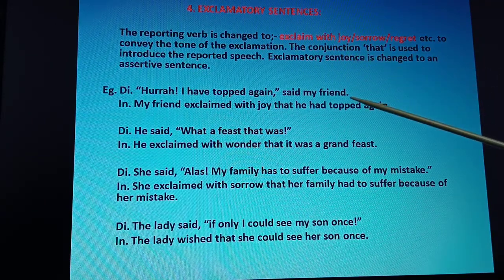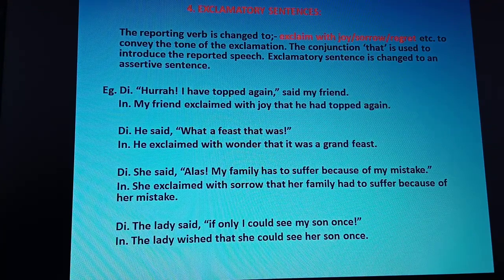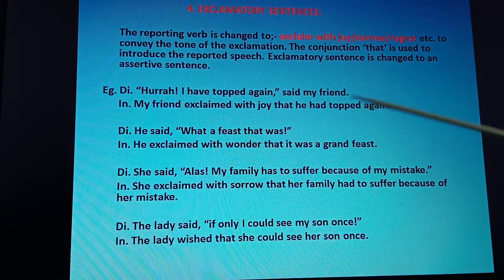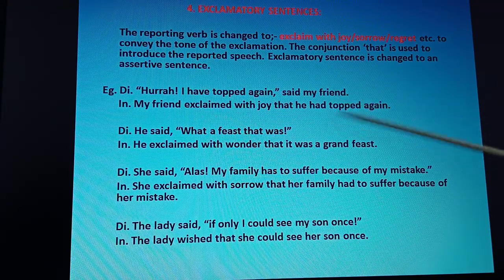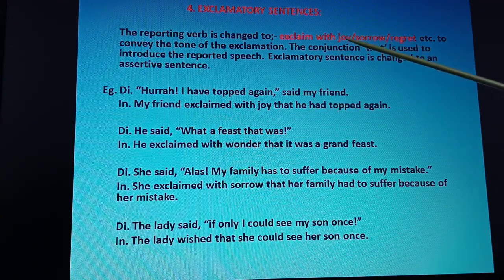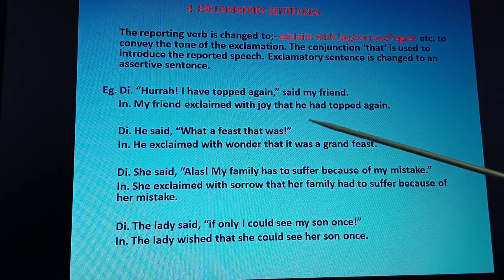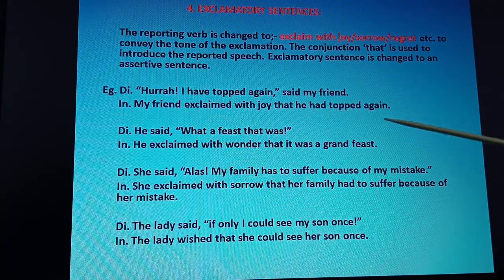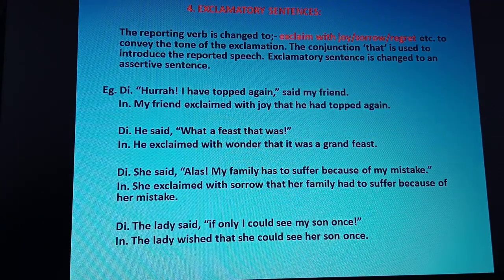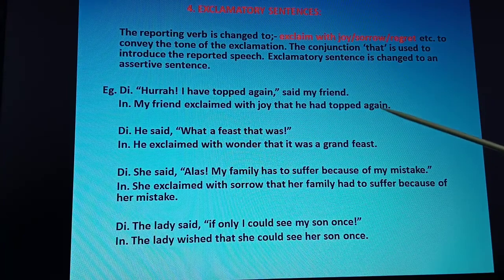Direct speech, you see. "Hurrah, I have topped again," said my friend. Friend is very happy. "Hurrah, I have topped again," in inverted commas, said my friend. Indirect speech would be, my friend exclaimed with joy, not with sorrow or regret, okay? My friend exclaimed with joy that he had topped again. "I have", so "he had". Past perfect. Remember that, okay? He had topped again.